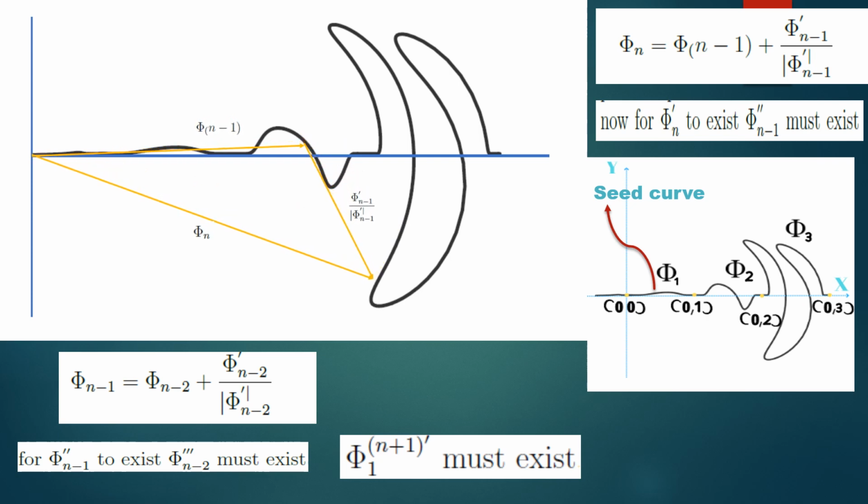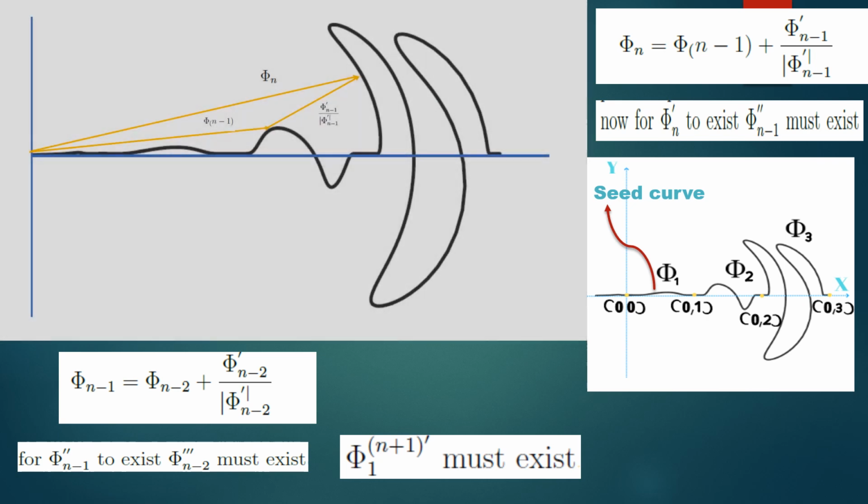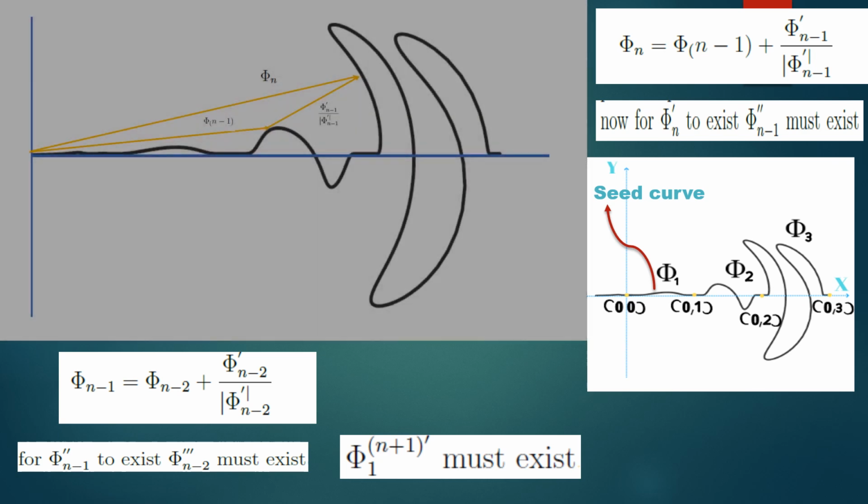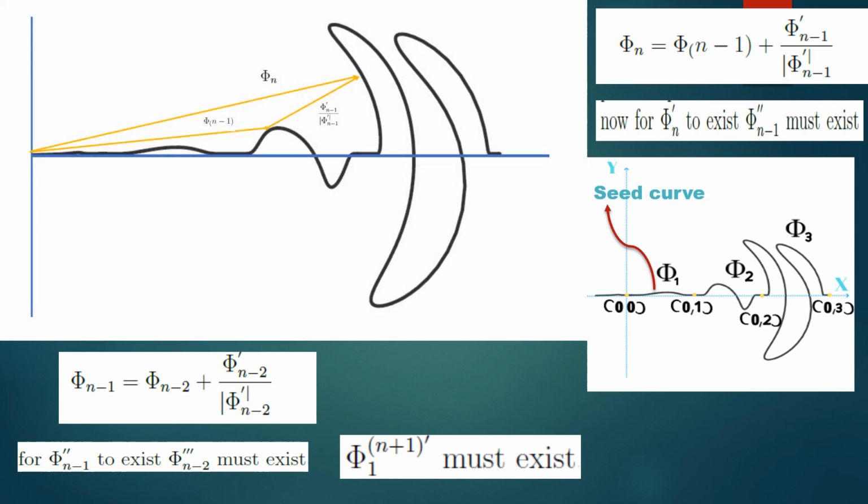So there are two conditions for a bicycle path to be a unicycle path. First, the seed curve by which all these curves are generated must be infinitely differentiable, because we want our n to be infinity, because we want our bicycle to be continuously moving. So our seed curve must be infinitely differentiable.